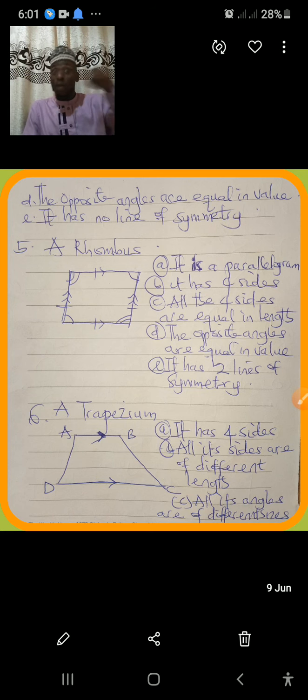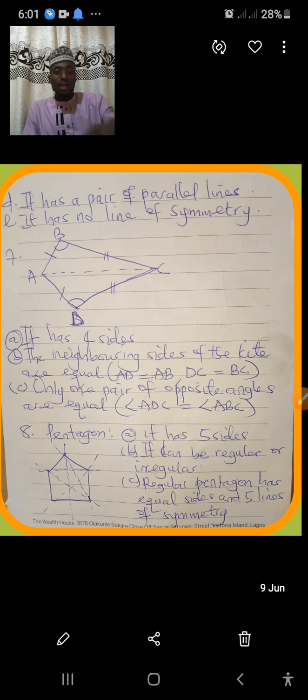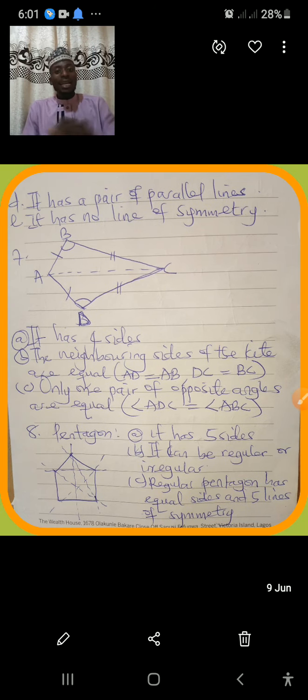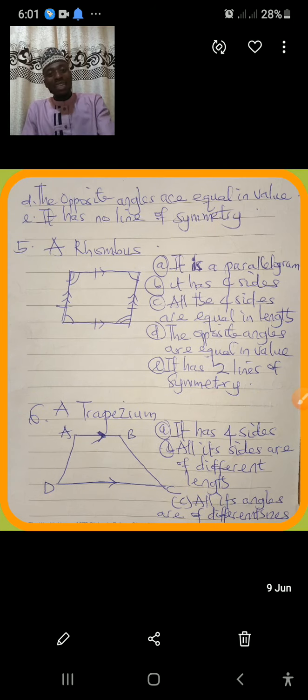They are not the same, but they must add up to 360 when you add all the angles together. So it has a pair of parallel lines. What do you mean by that? If you look at the trapezium, you see that AB is parallel to DC. That means they are parallel to each other. But the other ones, AD and BC, are not parallel. So it has only one pair.